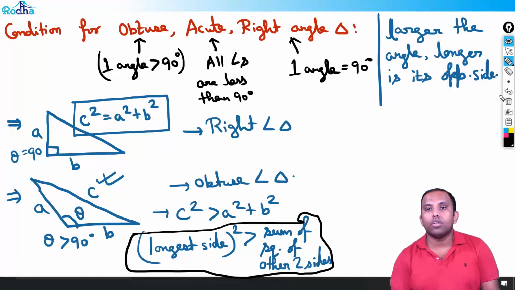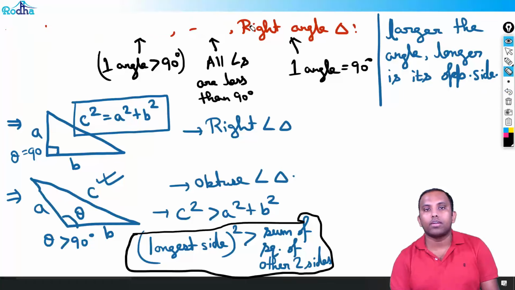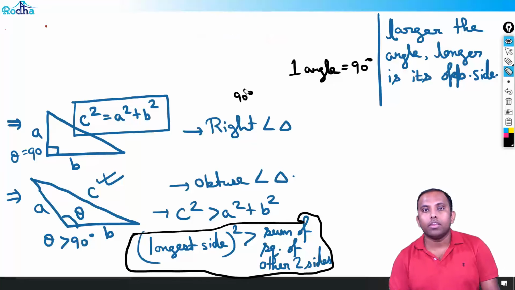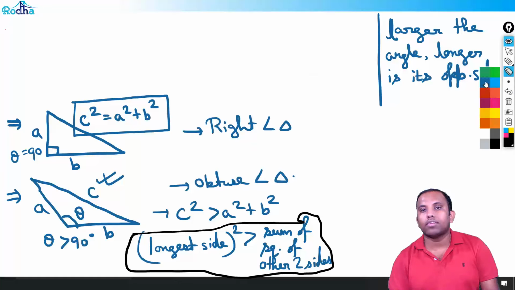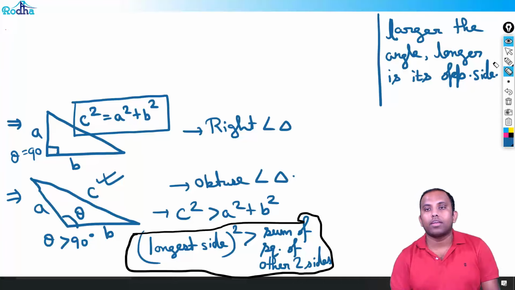Similarly, we can discuss the acute angle triangle also, right? I'll write here itself so that everything will be on one screen. Now, in case of an acute angle triangle, you can sense it by now, right? Again, we can compare it with the right angle triangle. In a right angle triangle, if theta is 90 degrees, it is perfectly equal: C square is equal to A square plus B square, right?